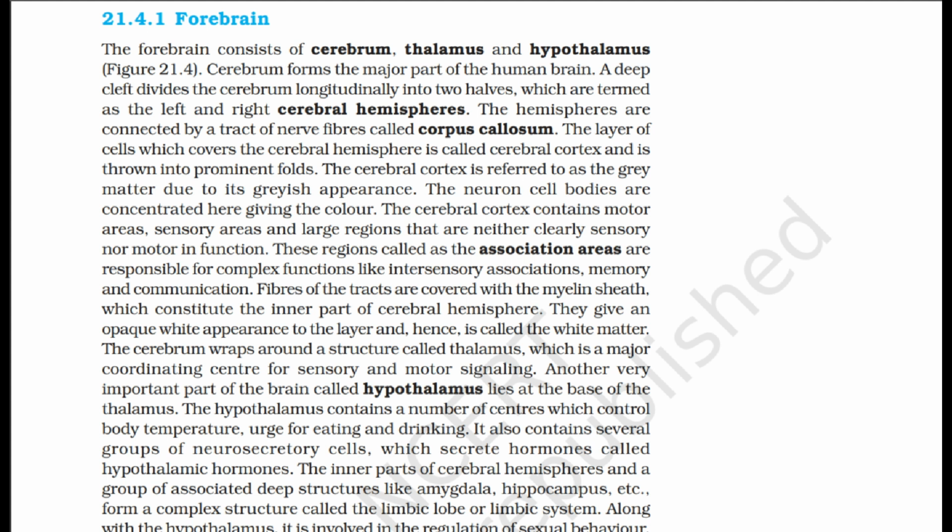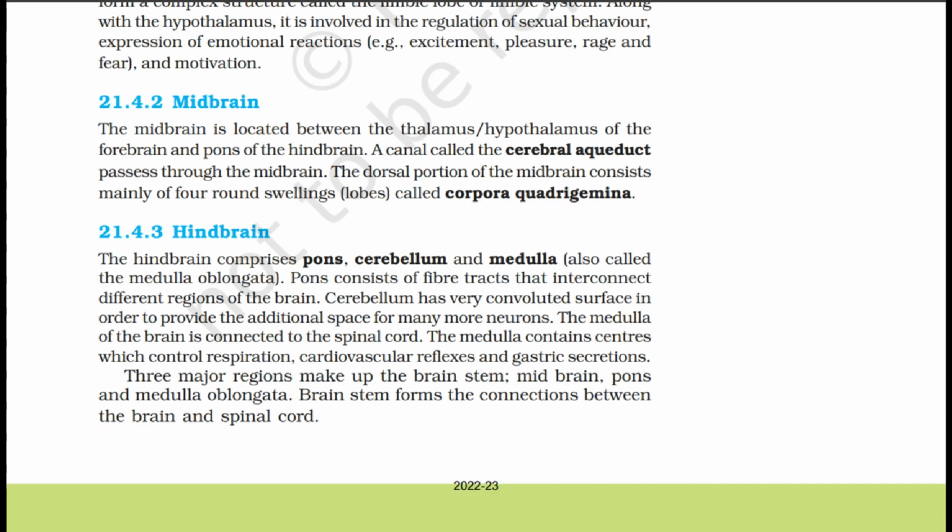The inner parts of cerebral hemispheres and a group of associated deep structures like amygdala, hippocampus, etc., form a complex structure called the limbic lobe or limbic system. Along with the hypothalamus, it is involved in the regulation of sexual behavior, expression of emotional reactions, for example excitement, pleasure, rage and fear, and motivation.